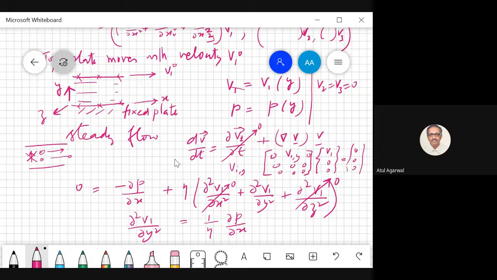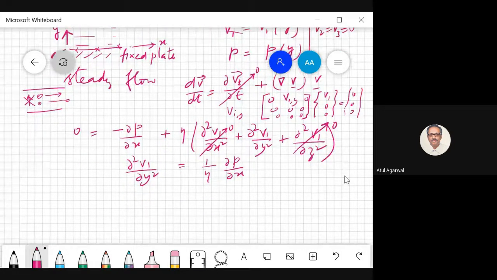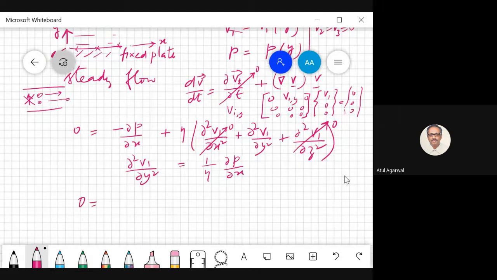Okay. Now in this term, these two are zero. Only this one is non-zero. So you have written it. Now you look at the second equation. 0 minus del p by del y plus eta. You see, there was the second velocity in y direction. Since there is no velocity in y direction, all these terms are zero, which implies del p by del y is equal to zero. This implies p is equal to constant.